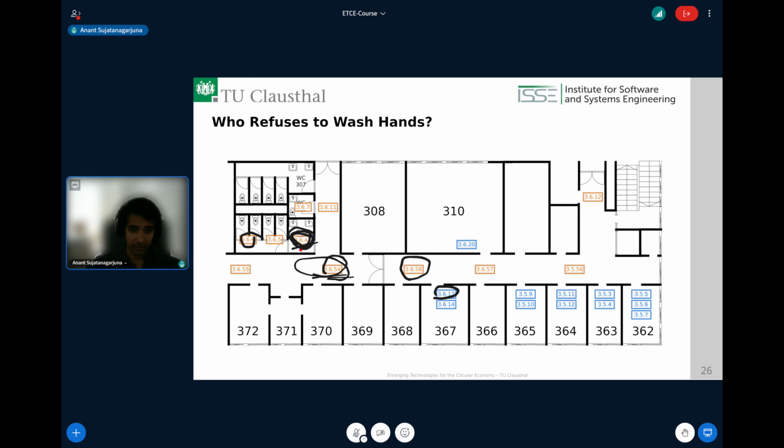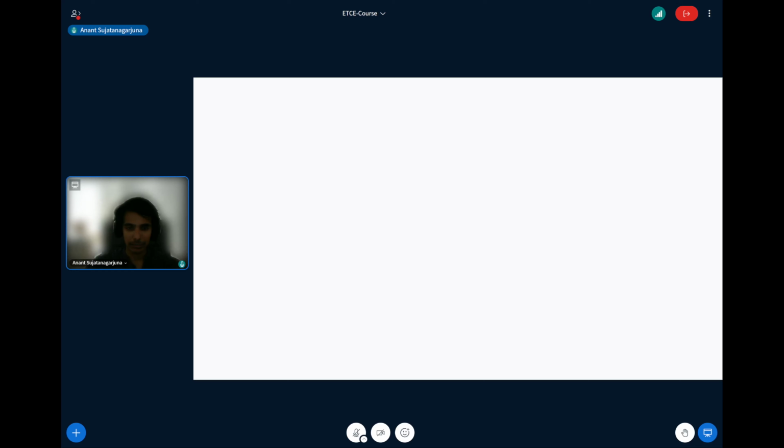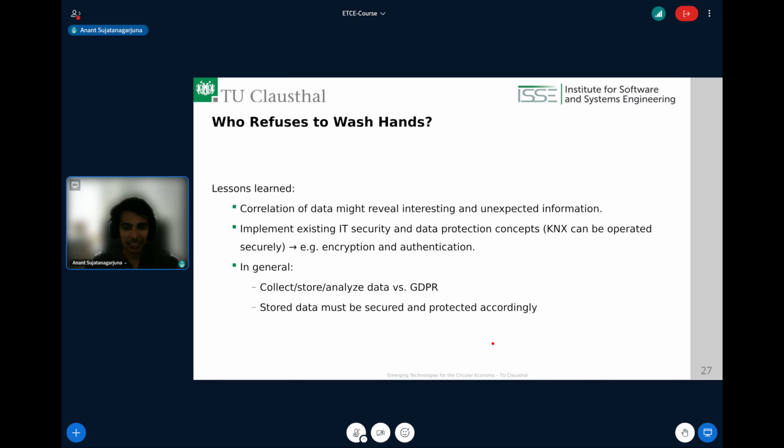But on the other hand, if let's say this sensor was triggered and then 20 seconds later, this person comes out and then triggers this sensor, then you basically know that this person washed their hands because they were there next to the sink for 20 seconds, so they're likely to have washed their hands. So that's kind of really scary, isn't it? Collection of certain data might reveal very interesting and unexpected information which you never really intended to have.